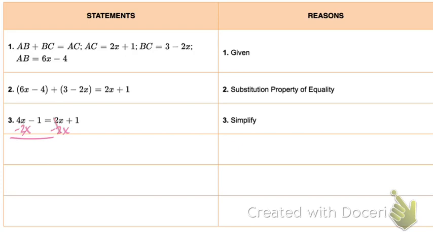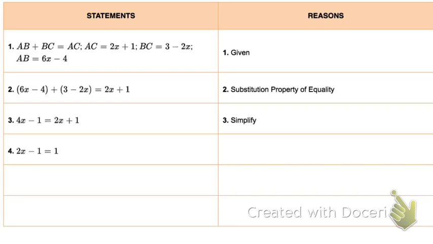When I subtract 2x from both sides, that ends up with just a 1 on the right side, and this 4x minus 2x is 2x. So my next statement is 2x minus 1 equals 1. I don't actually show that I subtracted 2x. I just change it. And then you have to say, why could I change it from 4x minus 1 equals 2x plus 1 to what I put in step 4, 2x minus 1 equals 1?